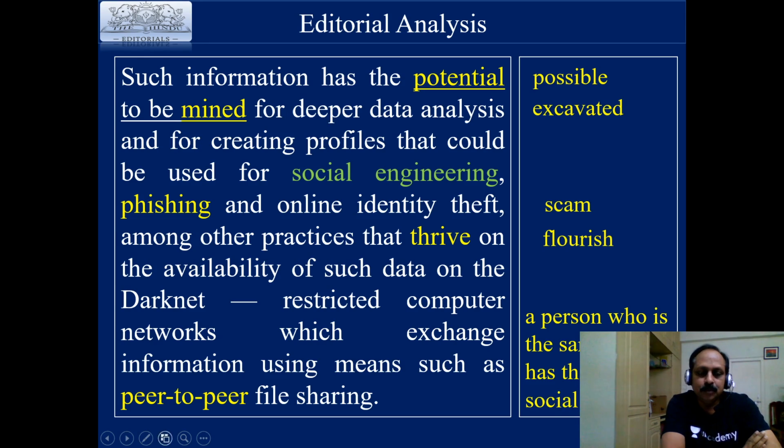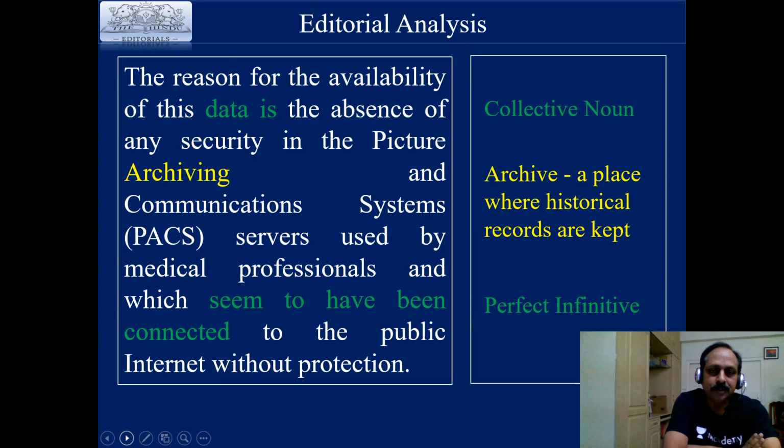So these two sentences talk about the consequences, and then the editorial talks about the reason for the availability of this sort of data. The reason for the availability of this data is the absence of any security in the picture archiving and communication systems, servers used by medical professionals and which seem to have been connected to the public internet without protection. Why is it available? The reason behind this is the absence of any security in the picture archiving and communication system servers used by medical professionals and which seem to have been connected.